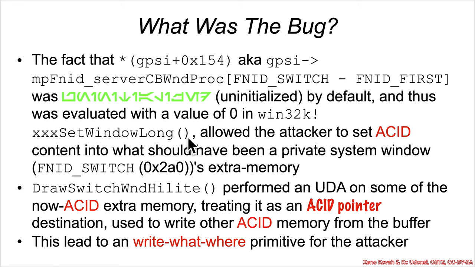The set window long technique wouldn't have worked because of a sanity check. But given the fact it was uninitialized, and given the fact that it took on a value of 0, that let the attacker set ACID contents into what should have been a private system window, this switch window, which normally only Windows is creating. You're not supposed to be able to create switch windows, only Windows creates them. So the attacker could write ACID into this data structure, this extra information for this switch window. And then ultimately, this draw switch window highlight performed an OODA, an uninitialized data access, on some of the now ACID memory that was filled in with this set window long. And it used the ACID memory as an ACID pointer, and then it used that as a destination for writes. And so, boom, that is a write what where. Attacker fully controls what is written and where it's written.